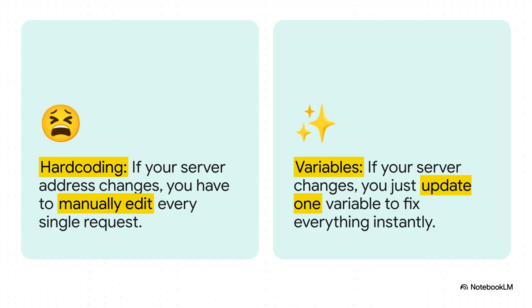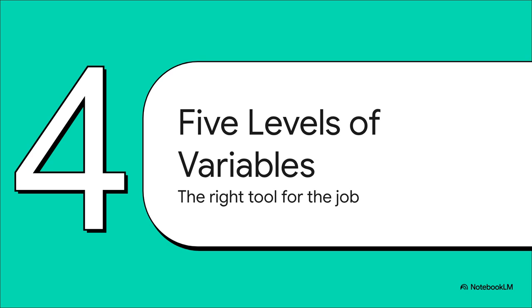Just look at this comparison. On the left, with hard coding, if that server address changes, you have to go find every single request and change it by hand. It's a nightmare. But on the right, using a variable, you just change the base URL in one place, and boom, every single request is updated instantly. This is the don't repeat yourself principle, and trust me, it will save you so much time and frustration.